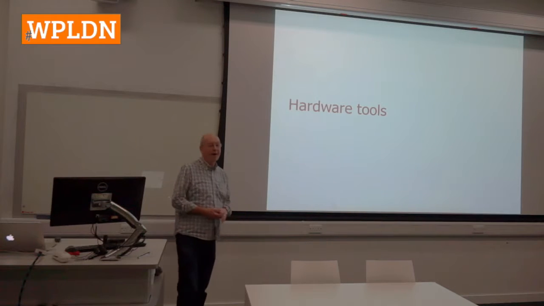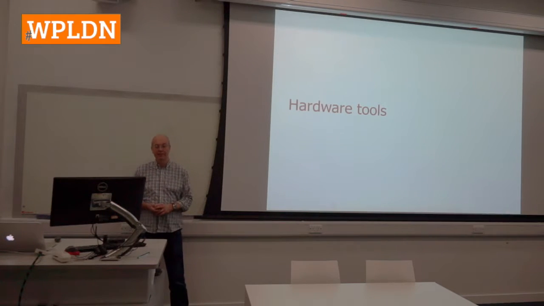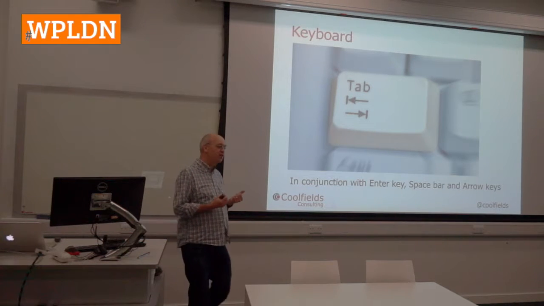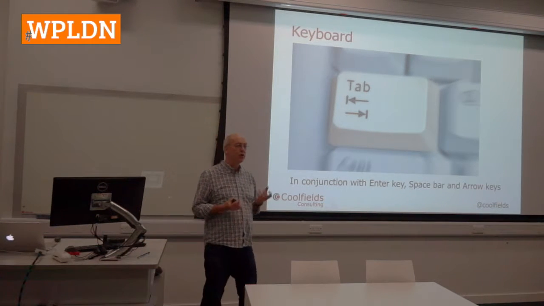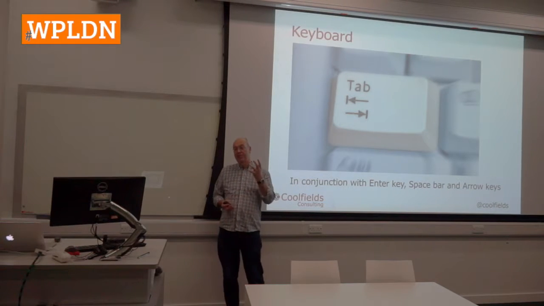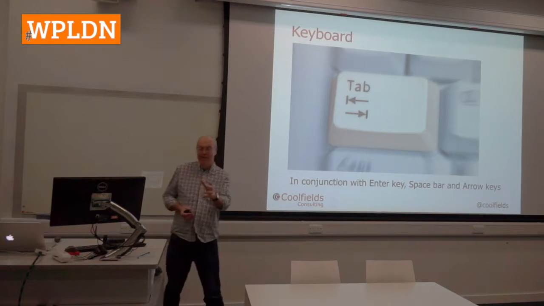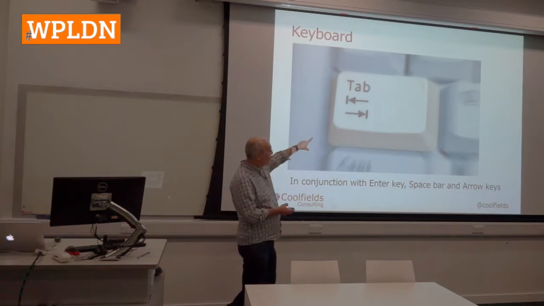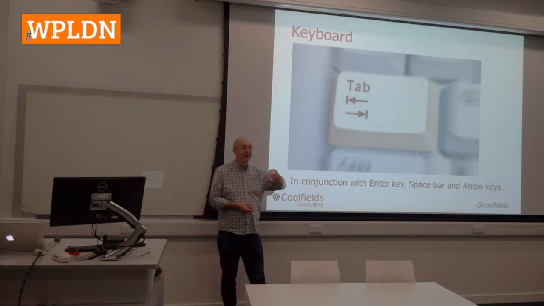So firstly, I'm going to talk about hardware tools, and very briefly I'm going to just mention the keyboard. The very first thing that I do when I'm doing an audit or an accessibility review of a website is to look at the web pages and then use the keyboard, the tab key mainly, to tab around the pages to see where the focus goes.